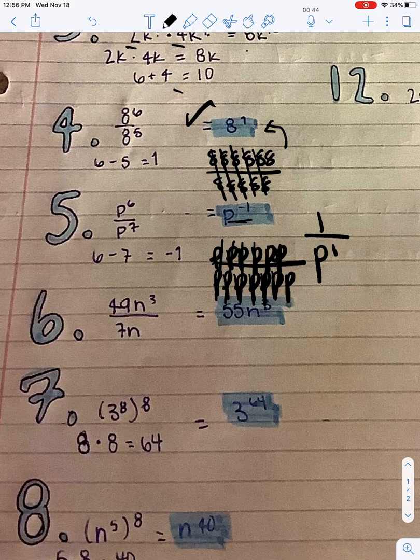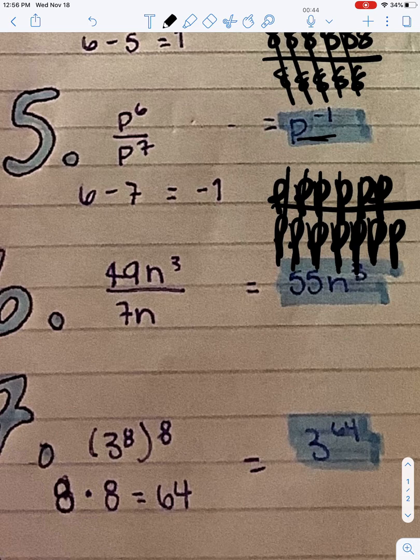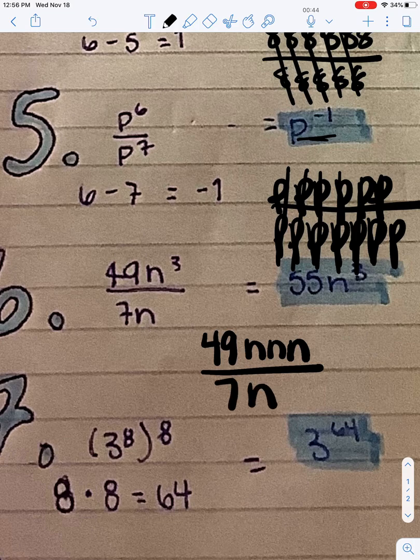Looking at number 6, it's 49n to the third over 7n. I'm going to write this one out in expanded form. For this one, we actually are going to look at our fraction, 49 over 7, and we're going to reduce that. If we divide 49 by 7, we get 7. And then if we do the exponent rule for division, we subtract. 3 minus 1 is 2. So your answer for this one would have been 7n squared.